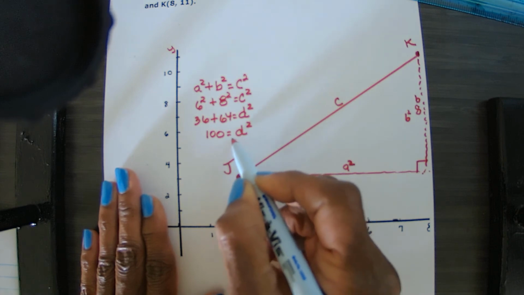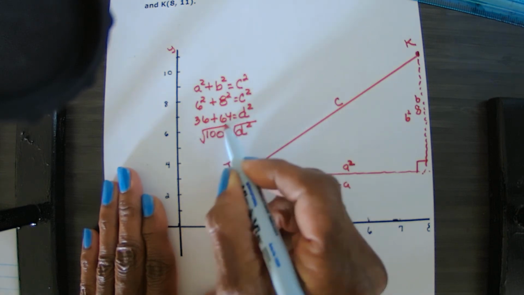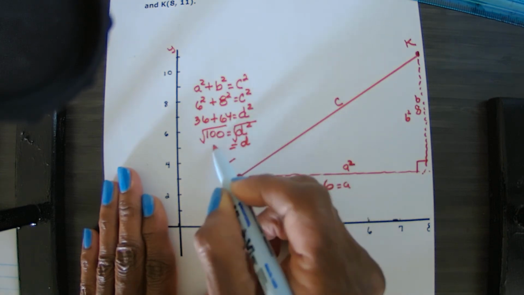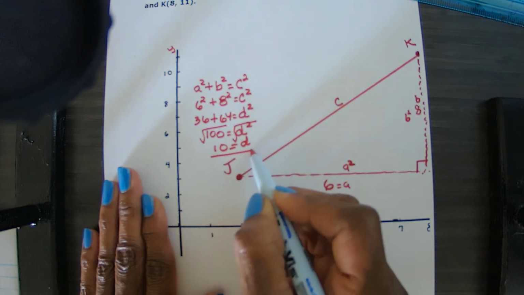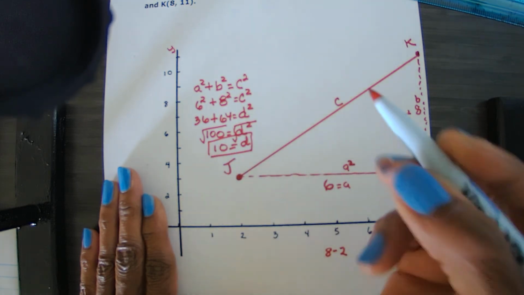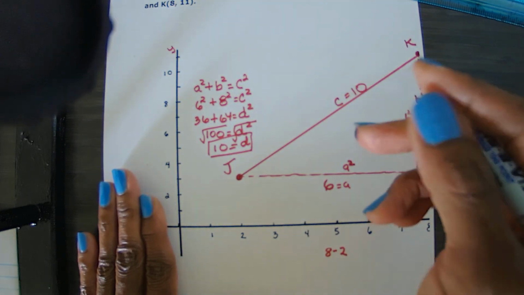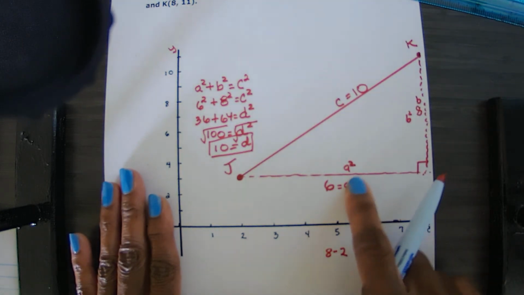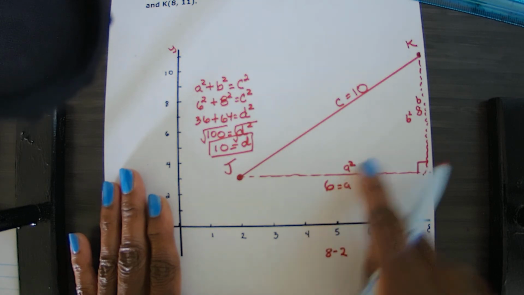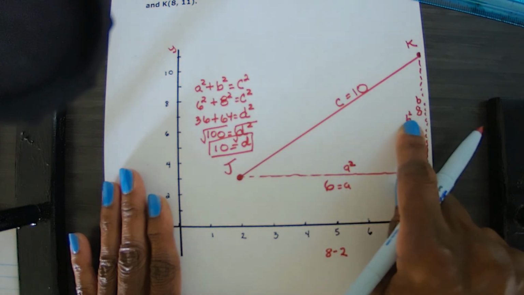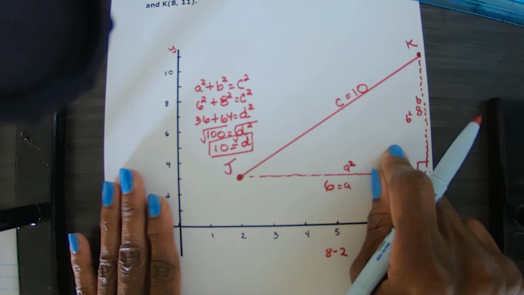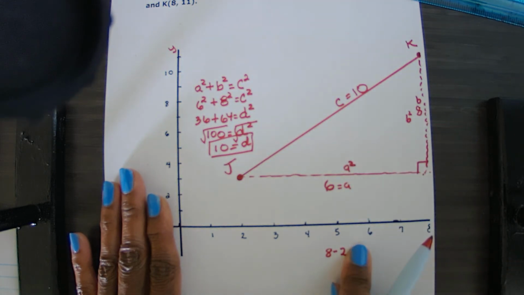Now we're not looking for d squared, we're looking for the distance. And we get the distance is equal to 10. So the distance between these points is 10 units. Taking a and squaring it, b squared, added together, and taking the square root.